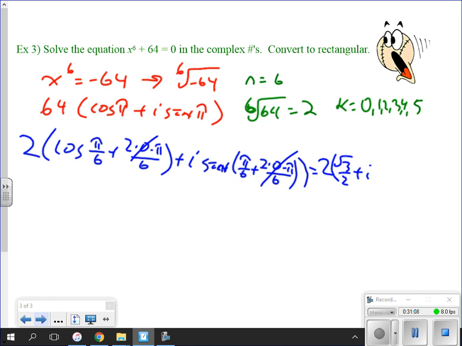And then what do I get? What is the sine of pi over 6? It's 1/2. Multiply that through by 2. I get root 3 plus i. Here's my first root. The first sixth root of negative 64 is root 3 plus i.